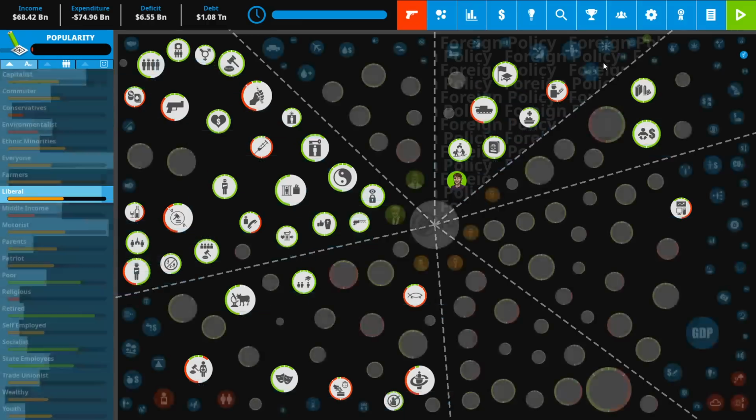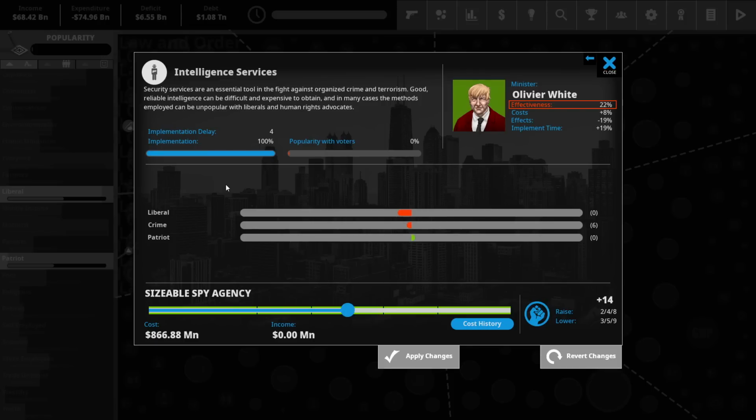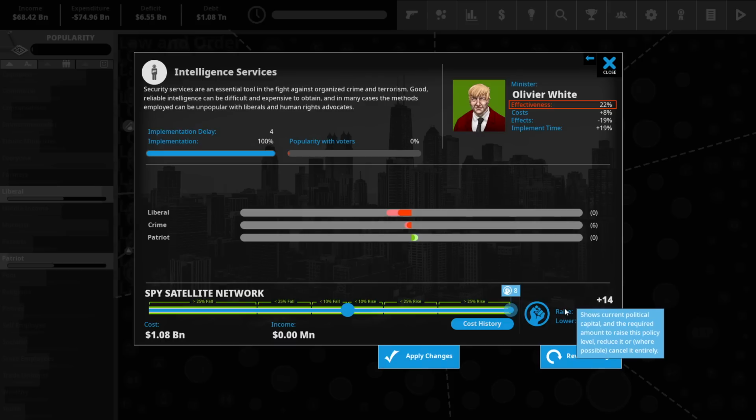But before I do that, let me talk about these circles over here. This is where all the action is. Everything that has a white circle, this is a law we can change. So if we click on intelligence services over here, we can change the level of intelligence services from very small to very big over here.